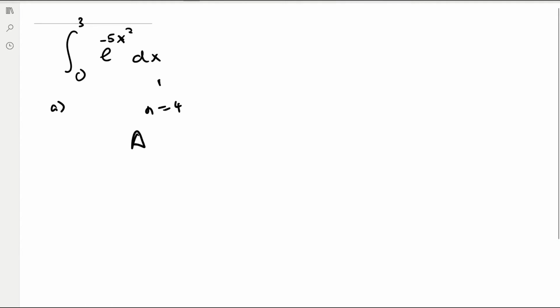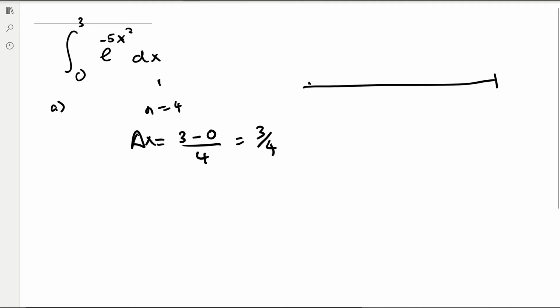So the width is going to be 3 minus 0 over 4, so it's 3 over 4. That's the width. I'm going to draw that straight line. It's going from 0 to 3, 4 intervals: 1, 2, 3, 4. So this is 3 over 4, 3 over 4 plus 3 over 4 is 6 over 4, plus 3 over 4 is 9 over 4, plus 3 over 4 is 12 over 4, which is 3. So those are my points.